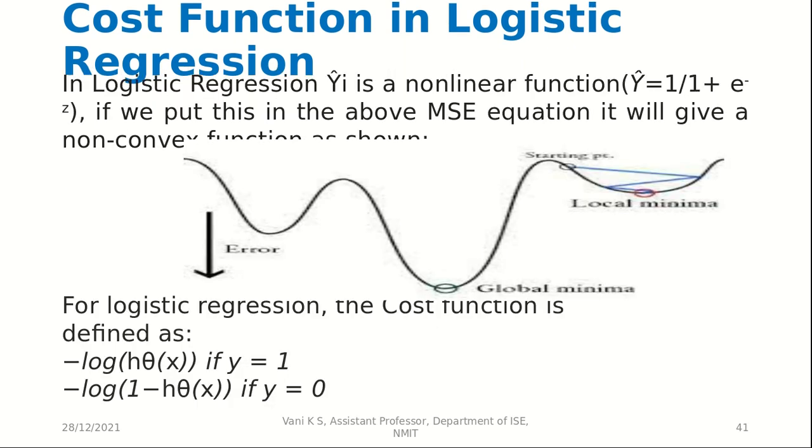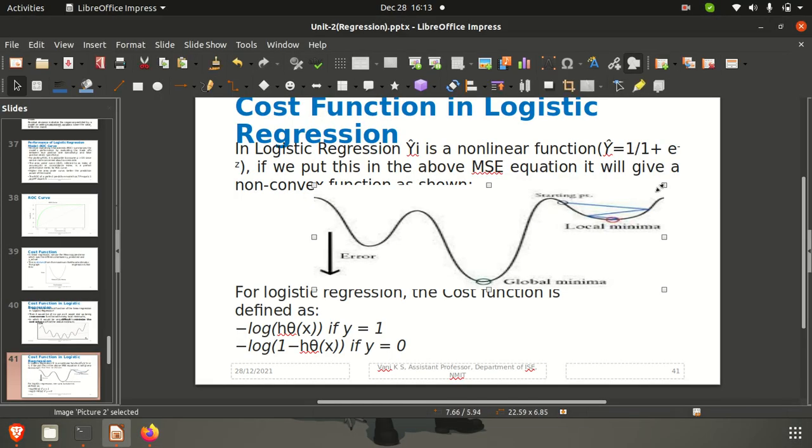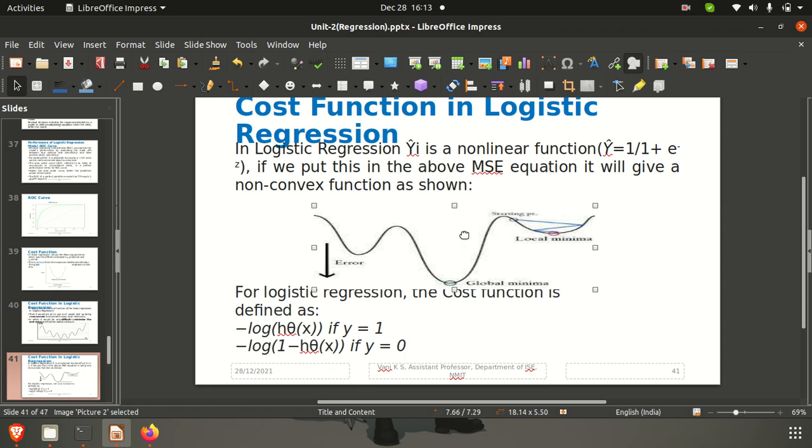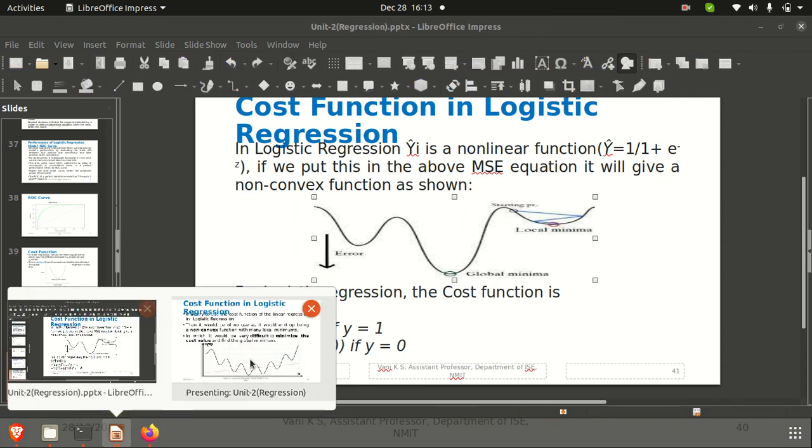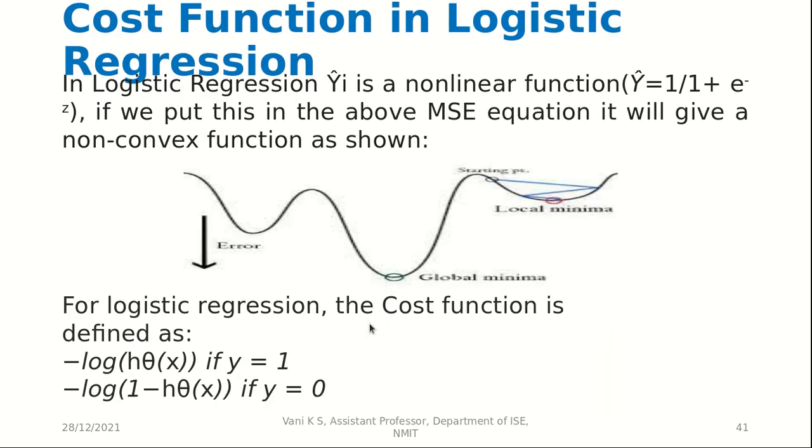Now here also we can see that logistic regression is a non-linear function, and by our sigmoid function we can tell that this is a non-linear function. So y predicted is equal to 1 upon 1 plus e power minus z. If we put this in the above mean squared error equation, it will give a non-convex function like shown here. So it's something like this, but more real.